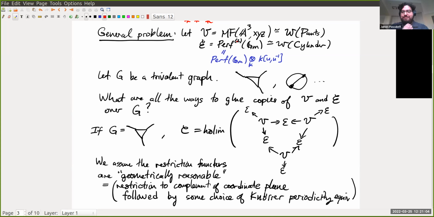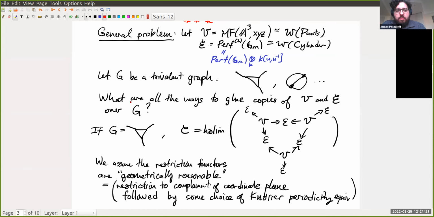So then what do I want to do? Then I want to say, okay, what's the other input I need? I need a graph. I need a trivalent graph. Okay. So let G be a trivalent graph. Like it could be this one. It could be, that's the thing for the genus 2 curve. Okay. It could be something.